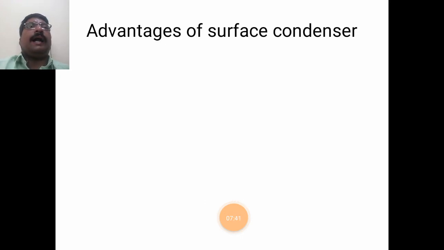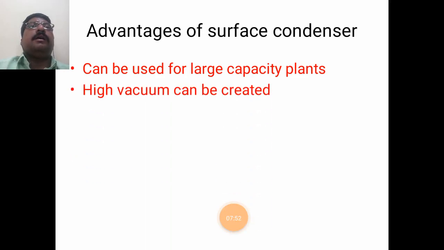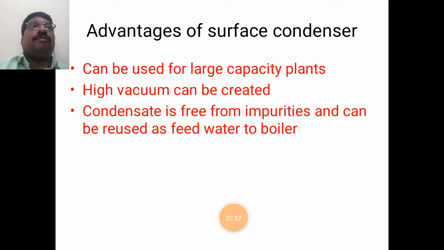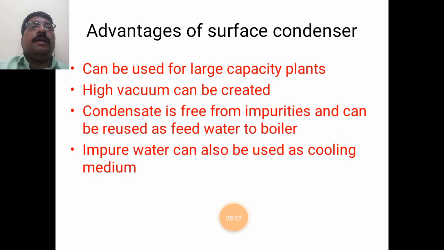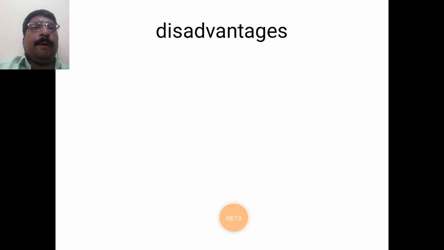What are the advantages of surface condenser? We have different advantages. It can be used for large capacity plants. High vacuum can be created. Condensate is free from impurities and can be reused as feed water. Impure water can also be used as cooling medium. Air leakage is comparatively less, hence less power is required to operate the air pump.